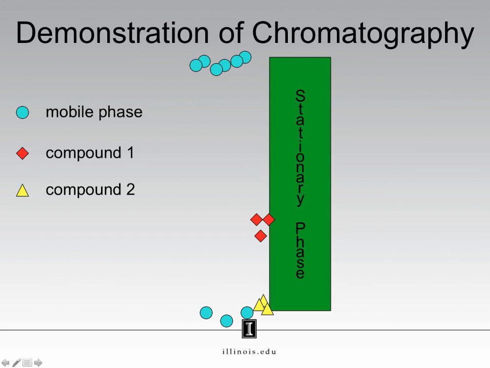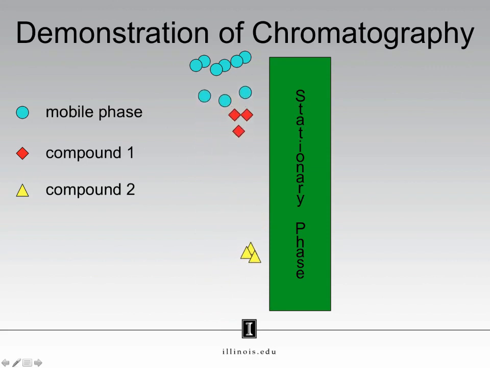Now, this does not mean that compound 1 does not interact with the stationary phase at all. As you can see, compound 1 has returned to the stationary phase. In contrast, compound 2 has not moved. This means compound 2 has strong interactions with the stationary phase. This does not mean that compound 2 never moves. Let's do another cycle of our mobile phase.